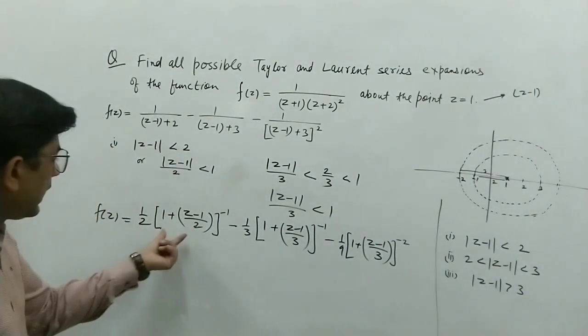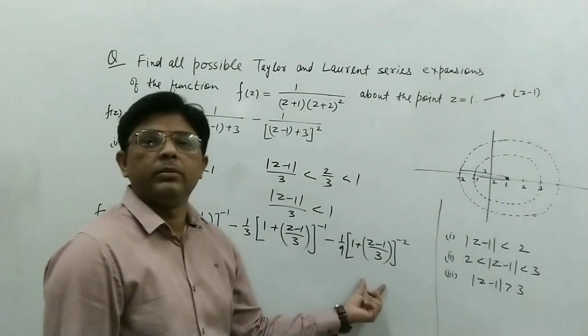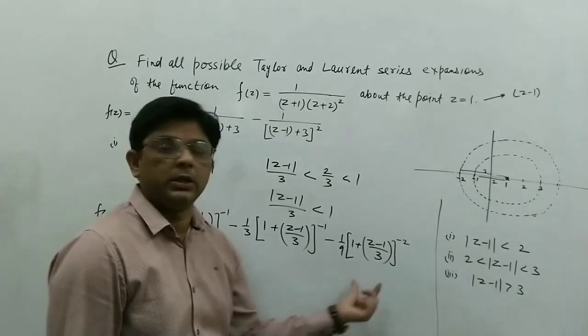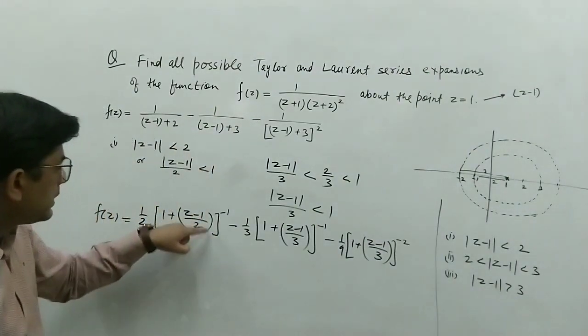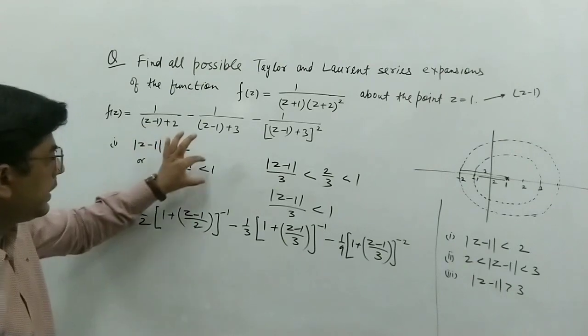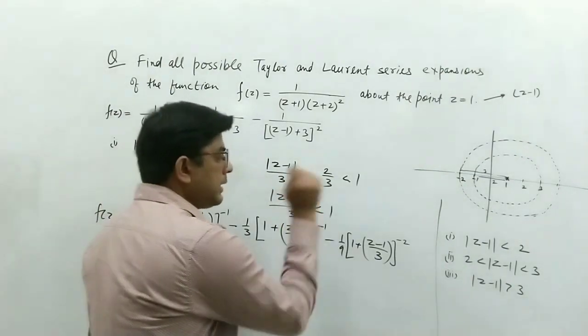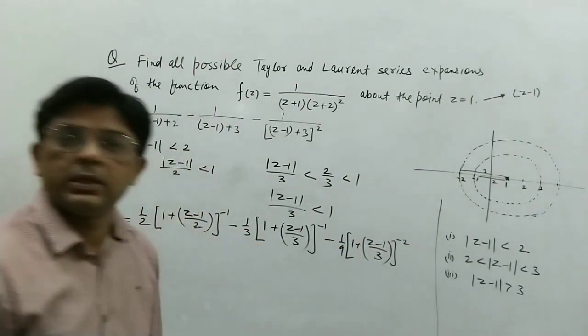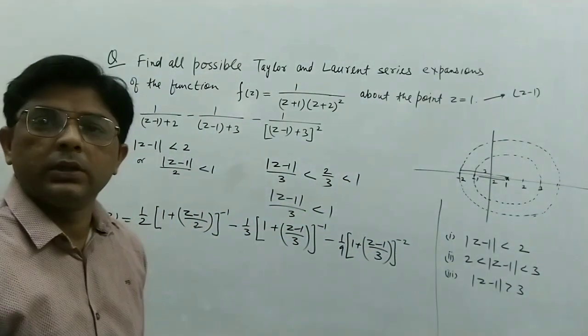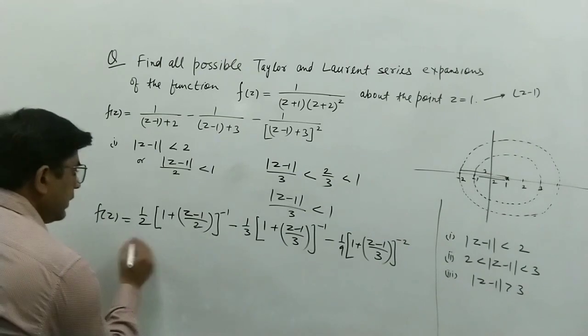Now we can expand these 3 terms by using the binomial series, because here we have z minus 1 by 2 and mod z minus 1 by 2 is less than 1, and here we have z minus 1 by 3 and mod z minus 1 by 3 is less than 1. So we can expand by using the binomial series. So now we expand this.